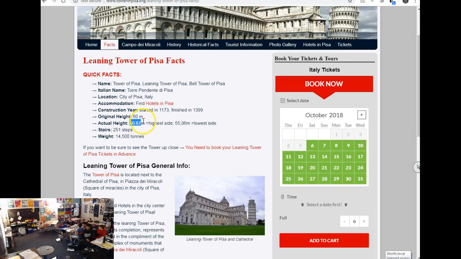Actual height is 56.67 meters. So this is what I'm telling you. A CPM giving you like pretty darn accurate.